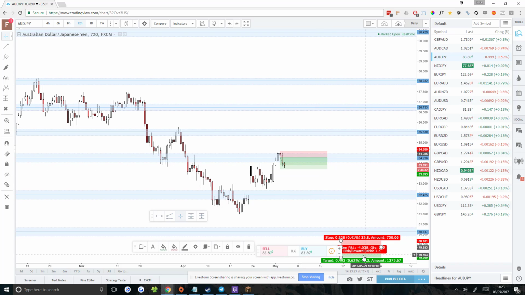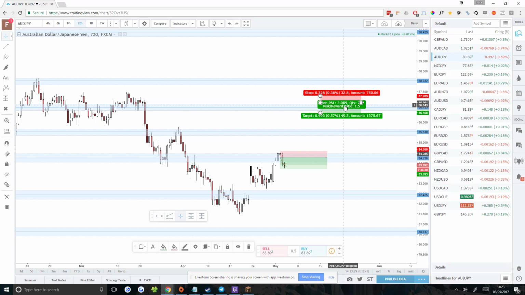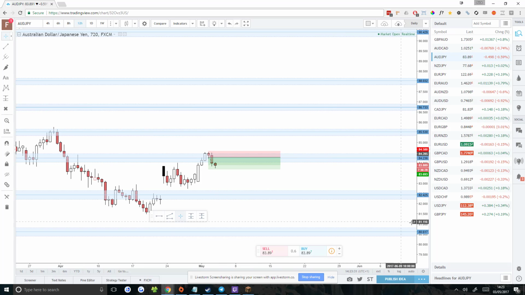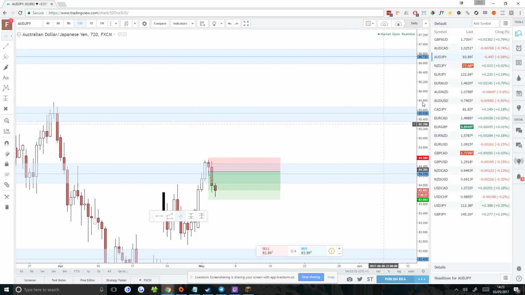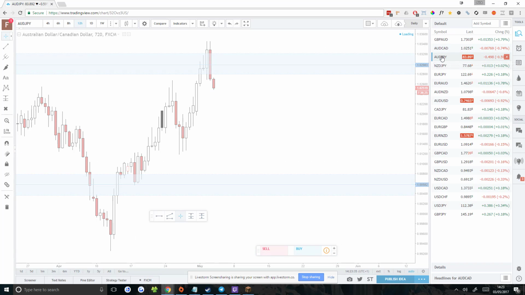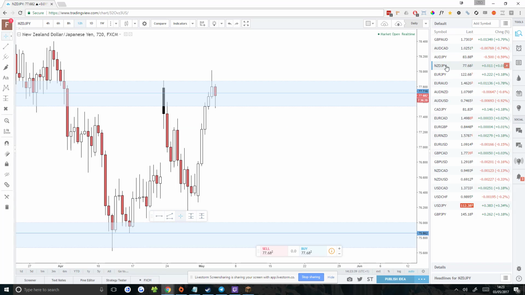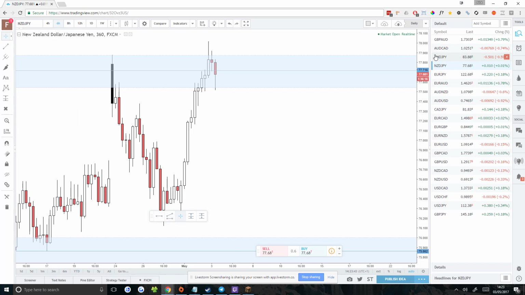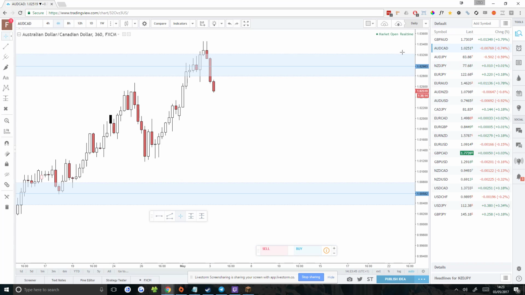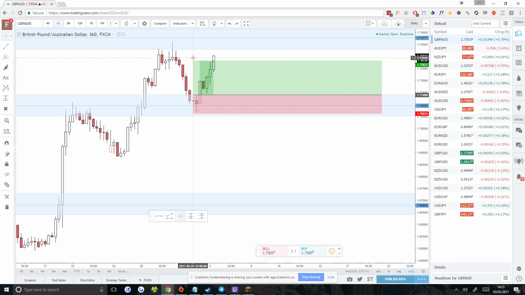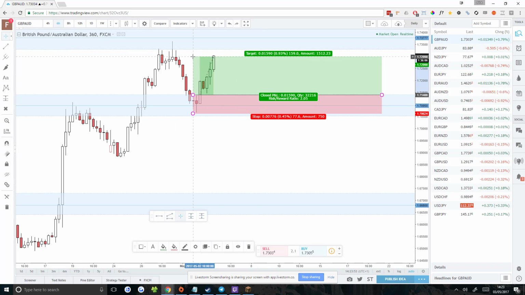That was weird. Okay. I have another one there. So, AUDJPY, I'm holding this short. This looks good. I'm holding it. New Zealand JPY, it's not looking as good as AUDJPY, but I'm still going to hold on to this short. AUD CAD, that was the failed setup from yesterday. And GBP AUD, I've closed out part of this position. The rest is going to remain open.